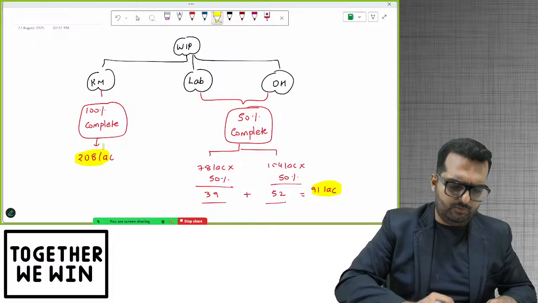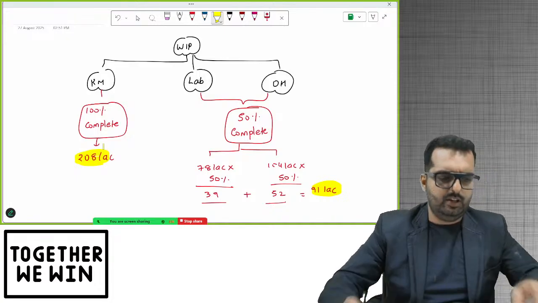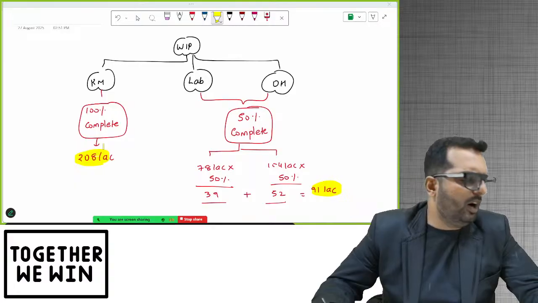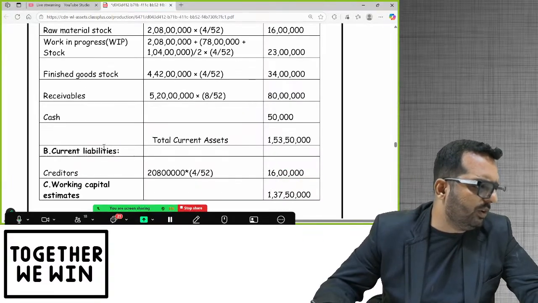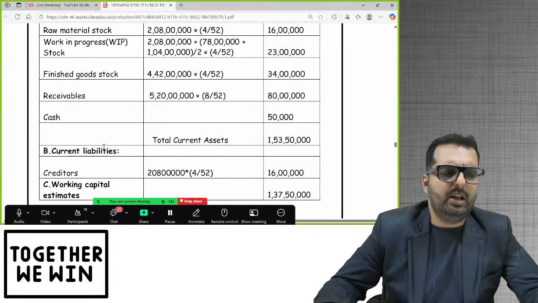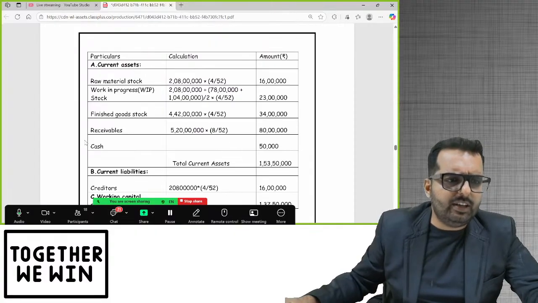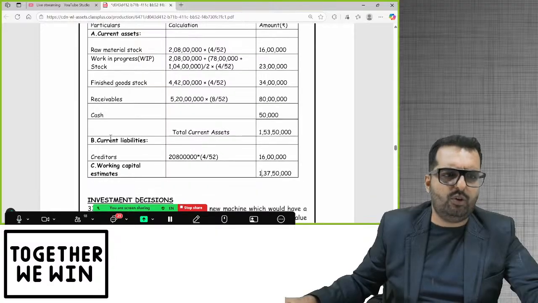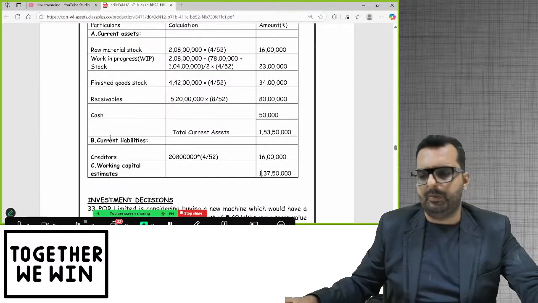On that, it is how much? 4 divided by 52 weeks. You would have got 23 lakh as the answer. Correct. So Aradrika, I'll show you this chart also. Are you clear now? Yeah, perfect. So like this, can you write down this entire thing in your books, friends? With this, we are done with this question on working capital also.